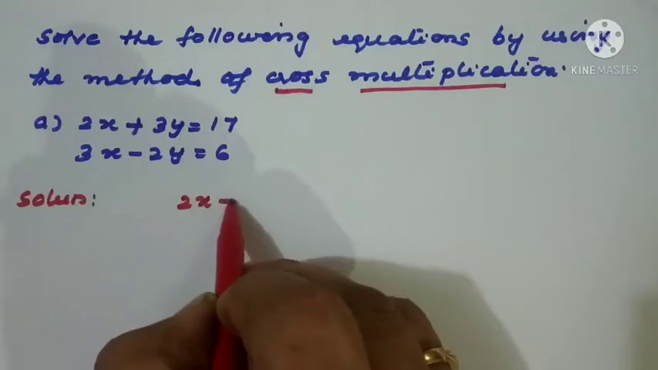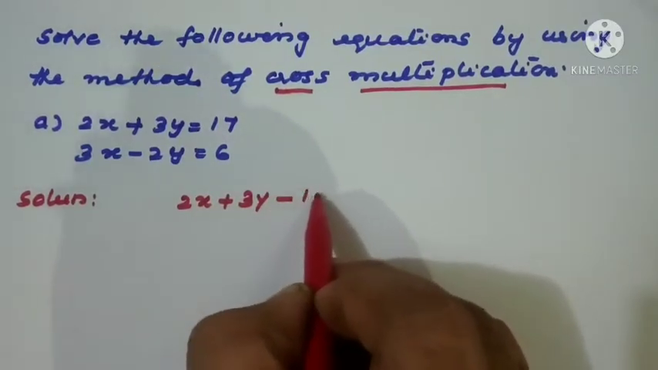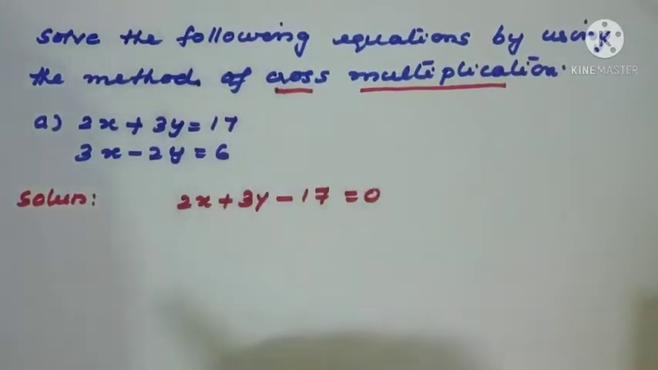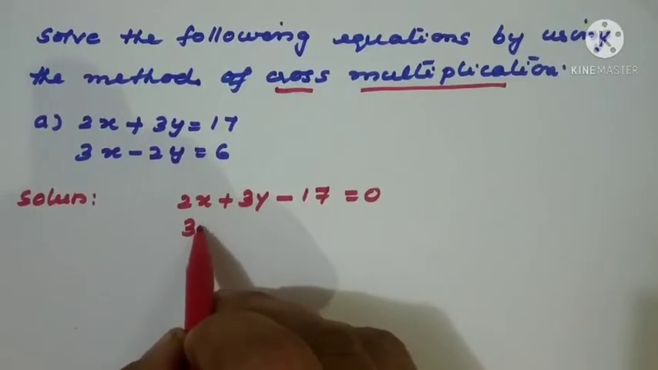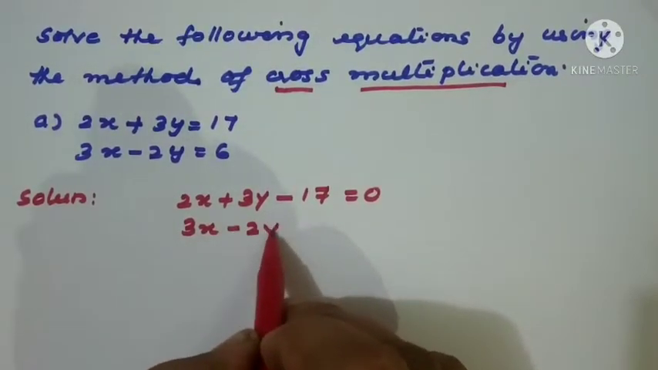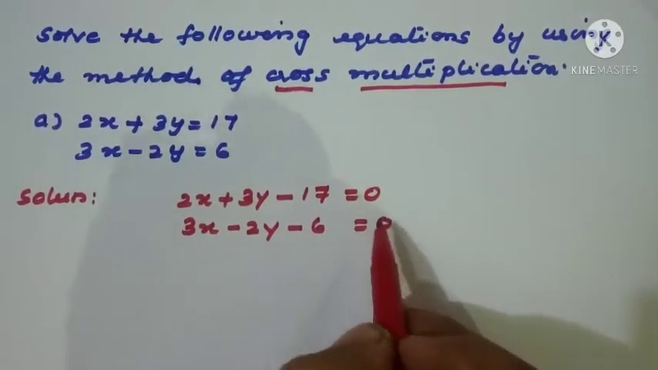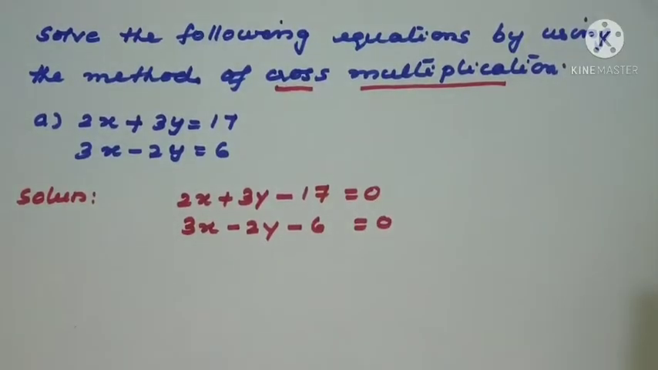So 2x plus 3y minus 17 equal to 0. What is the second equation? 3x minus 2y minus 6 equal to 0. We should bring all the terms to one side, otherwise it is wrong. What is the first step? We should write in the standard form.